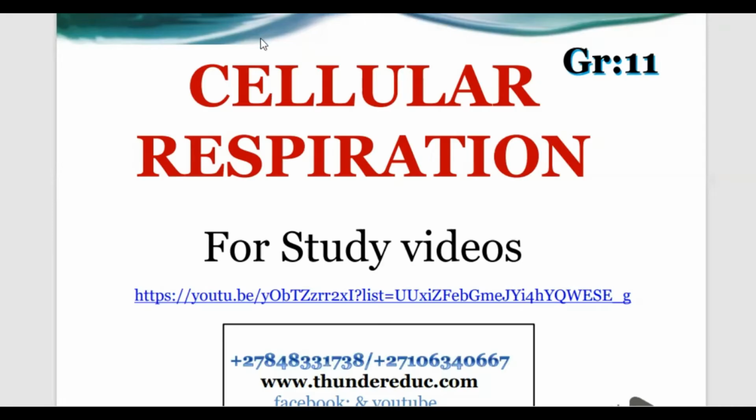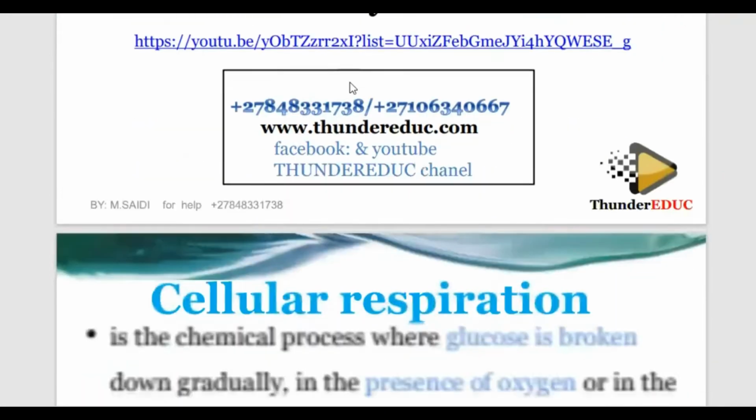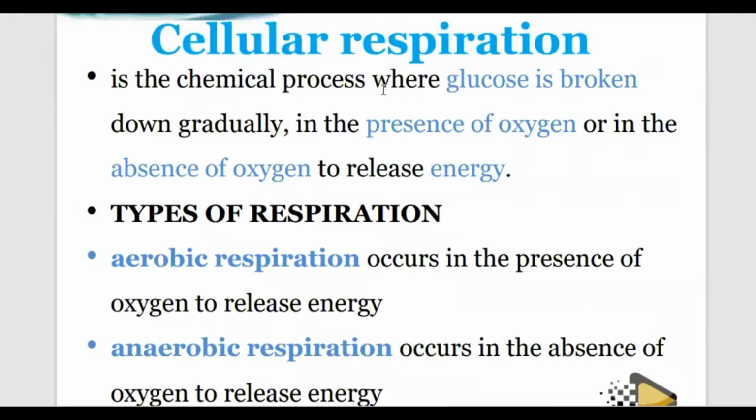Welcome to cellular respiration. Let's go into detail. Cellular respiration is a process whereby glucose is broken down gradually in the presence of oxygen, or in the absence of oxygen, but the two will produce what we call energy. So the major purpose of this respiration is to produce energy. This process is basically a chemical process. It means that it involves chemicals so that this process can take place.